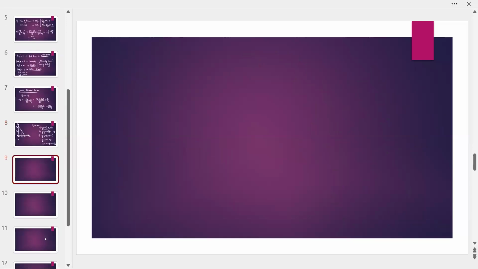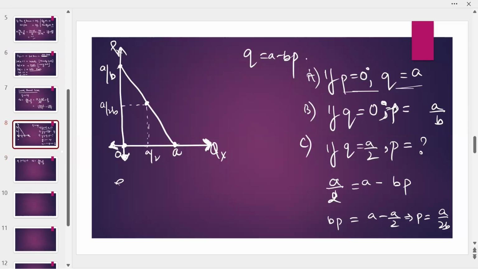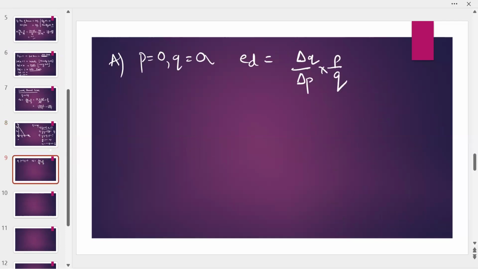At point A, when P is 0, Q is A, our elasticity of demand would be del Q by del P into P on Q. Here Q is A. What is del Q by del P? We have P as 0. If P is 0, this whole term will come out as 0. We don't need to do anything else.